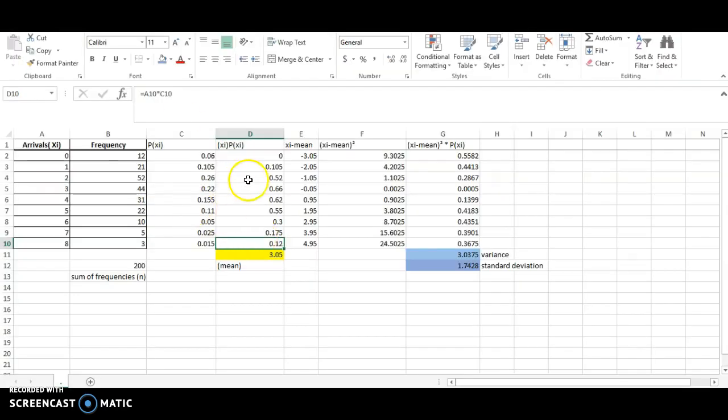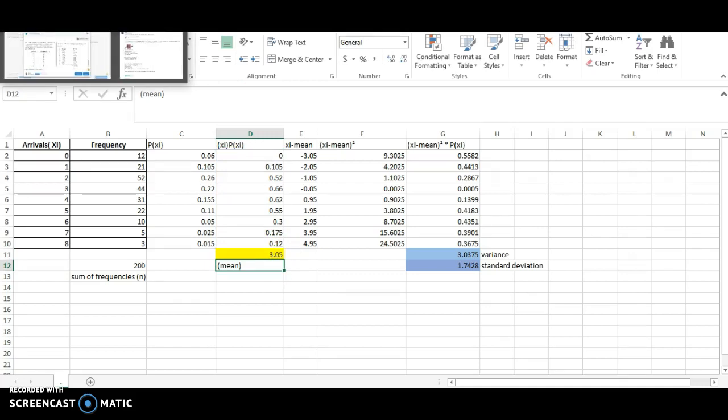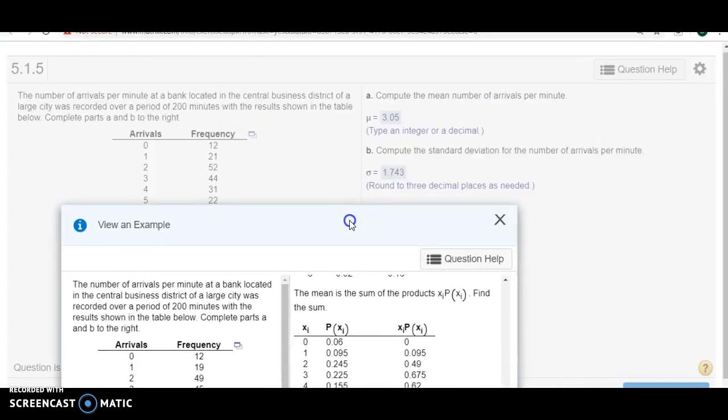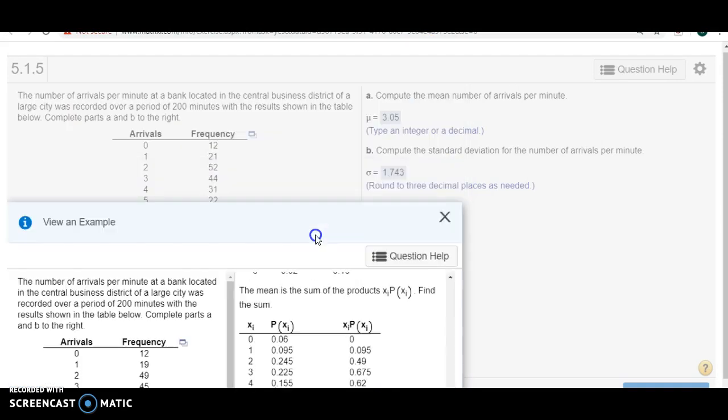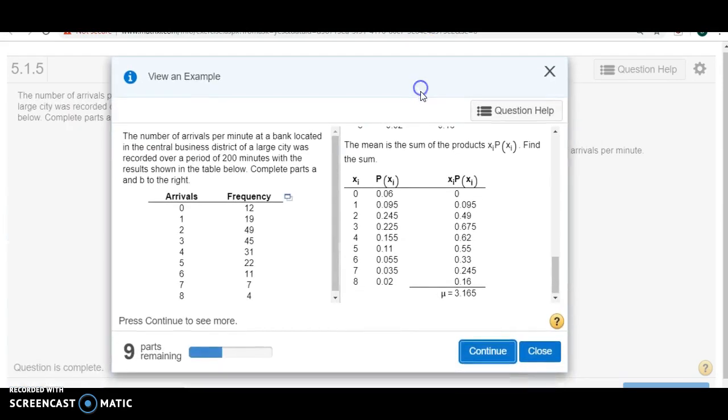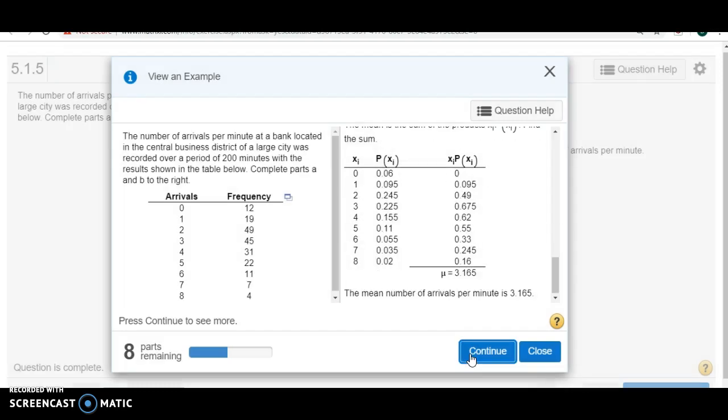We have done that here. I did equals the sum of these numbers. Everything I've done in Excel you could do in a calculator and write on paper, but for the recording it's easier to show a spreadsheet. So your mean is 3.05, which matches the answer. But we're trying to get to the standard deviation, so we have some more steps.